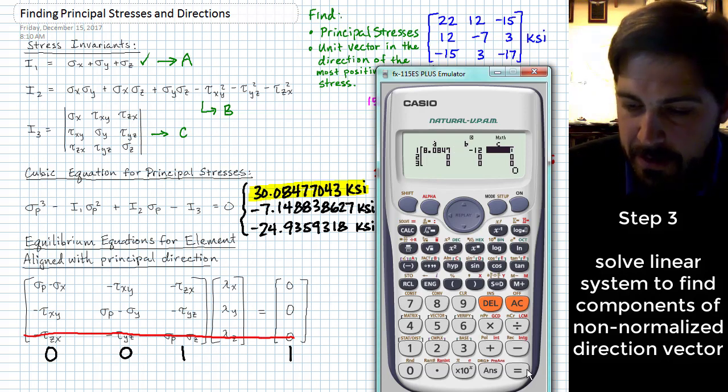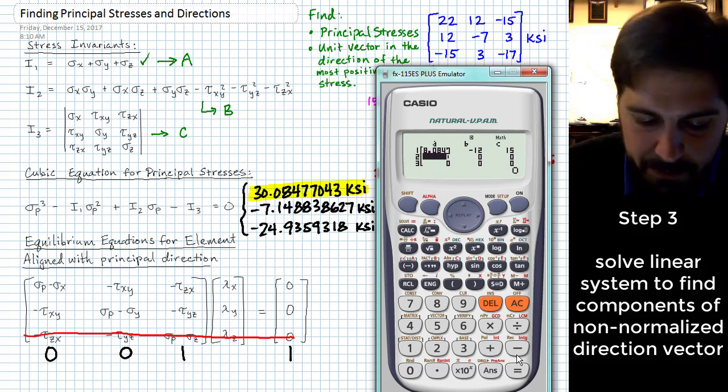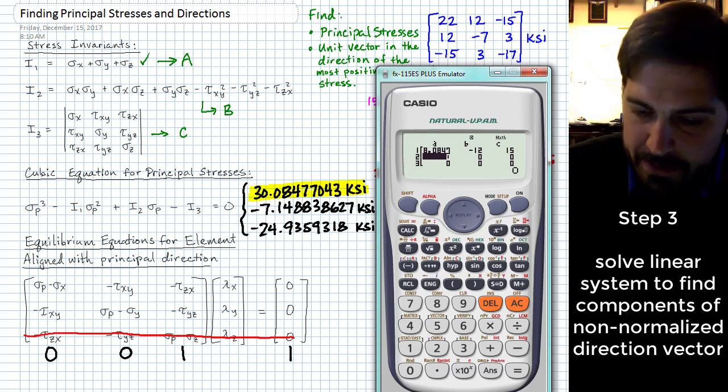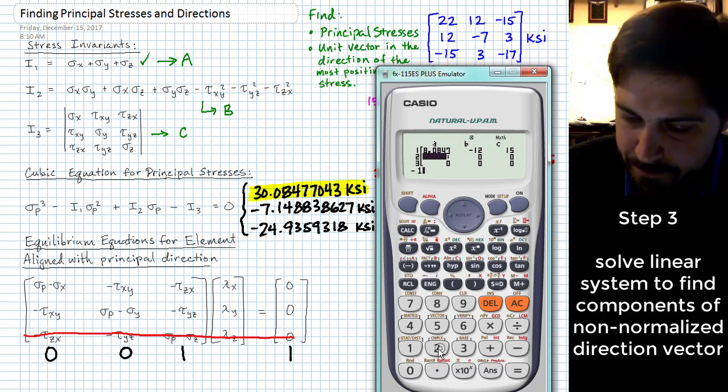Then we have, it started out negative 15, and you have to negate that again, so it becomes positive 15. And then lastly, we have 0 in that row. Then we will have negative 12.